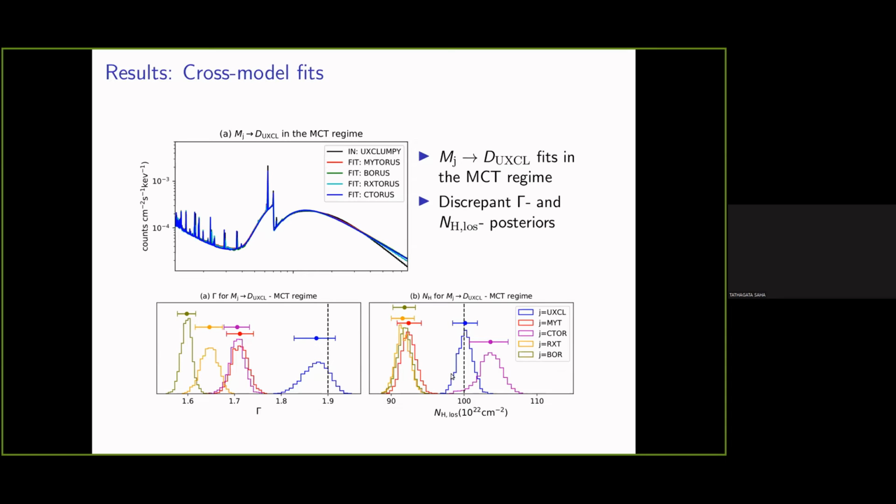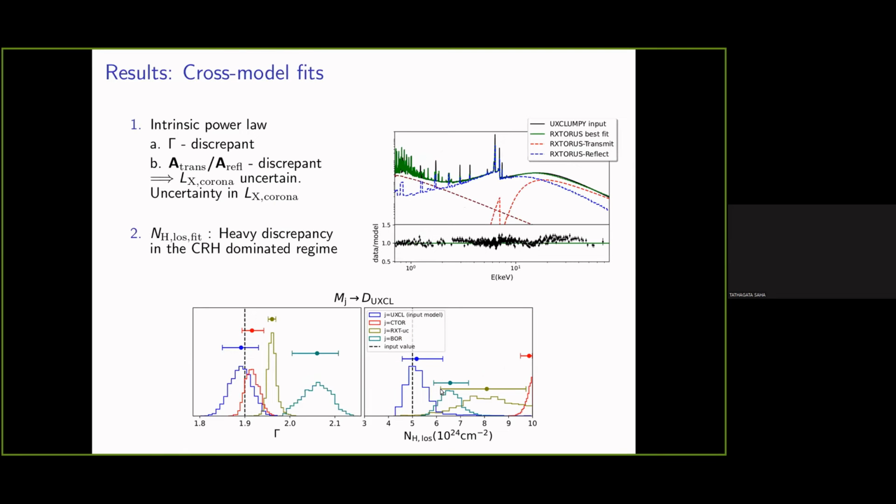On the right, we have the line of sight absorption. So this is comparatively well determined, even though they're discrepant in some cases, with almost nearly 10% discrepancy.